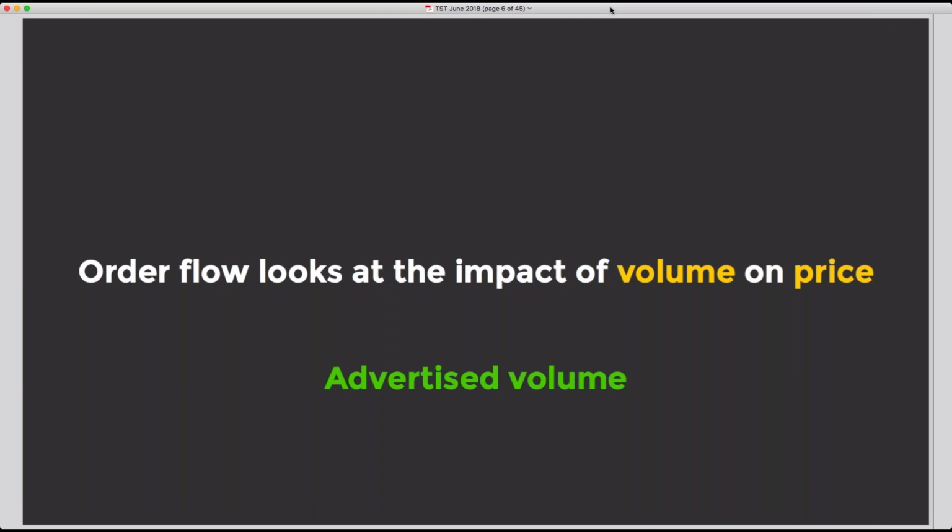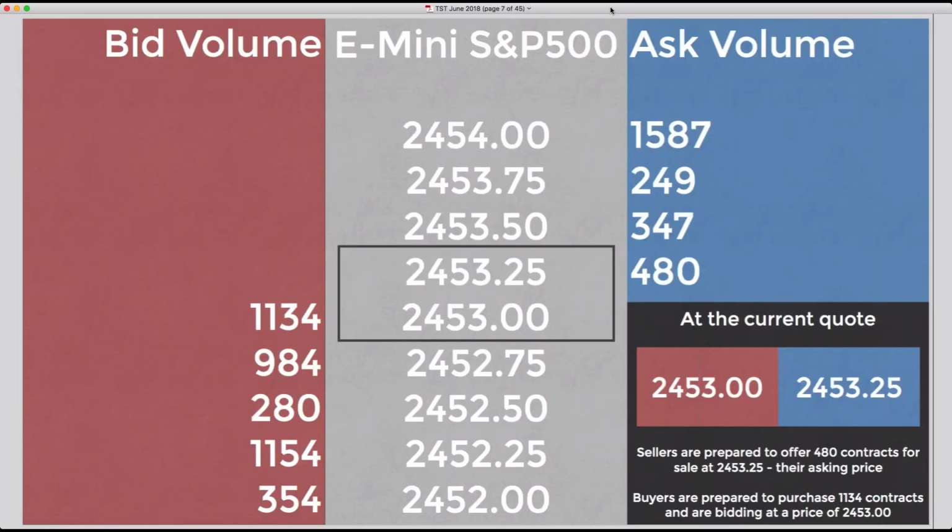And we can consider two types of volume: advertised volume and traded volume. I'm going to cover both. What do we mean by advertised volume? Well, I'm sure you're all familiar with what the DOM, the depth of market, the price ladder looks like. We've got the scale of prices in the middle. On the left-hand side, we've got the contracts which people are willing to buy if you sell into them. And on the right-hand side, we've got the ask volume.